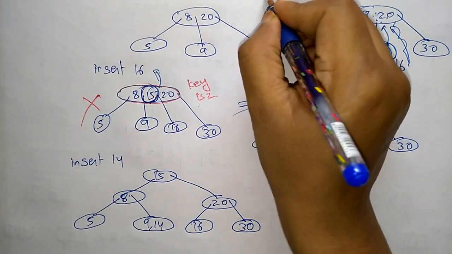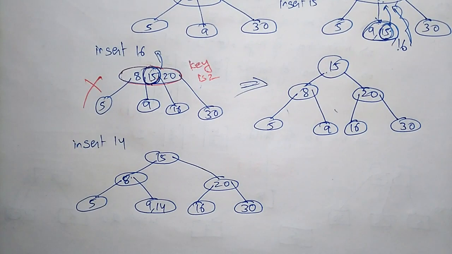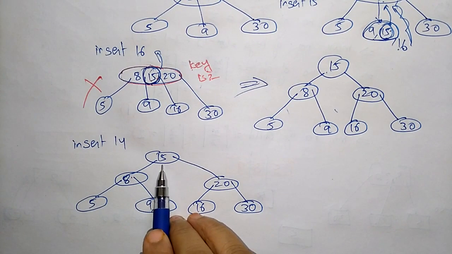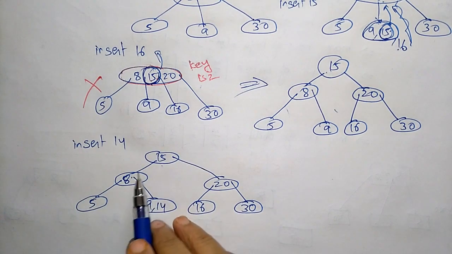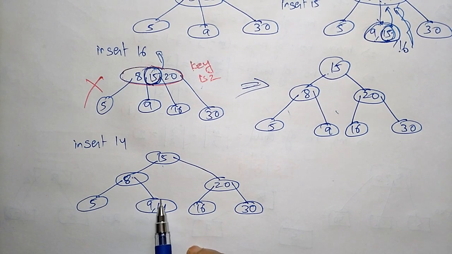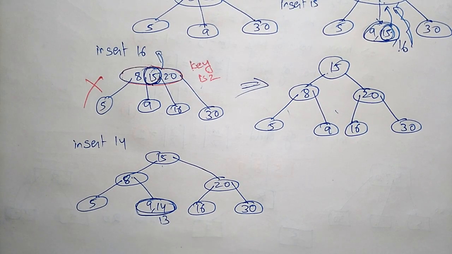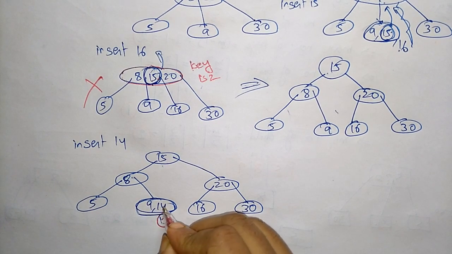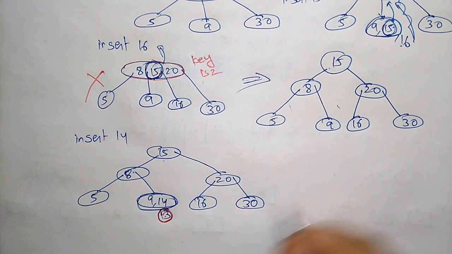Now insert 13. Where will we insert 13? 13 is less than 15, so obviously you go to the left node. 13 is greater than 8, so come to the right node. But this node is already full, so now split the node. Which value do you split on? The middle value. Among 9, 13, 14, the middle is 13. Now this 13 becomes the root of 9 and 14. See here.